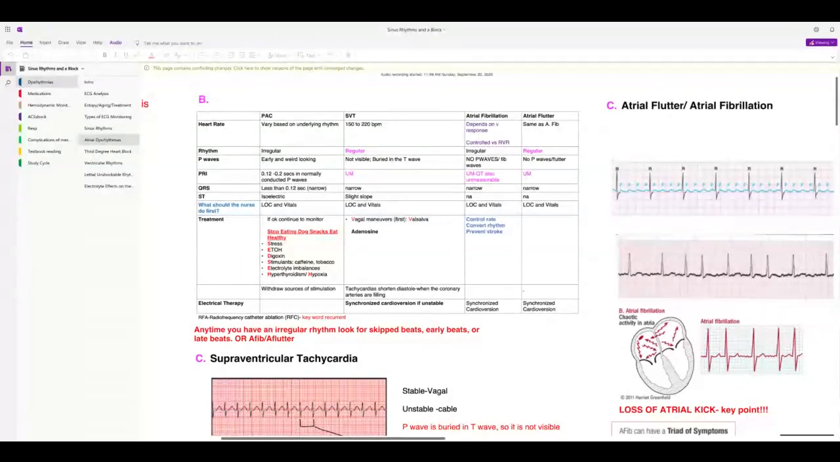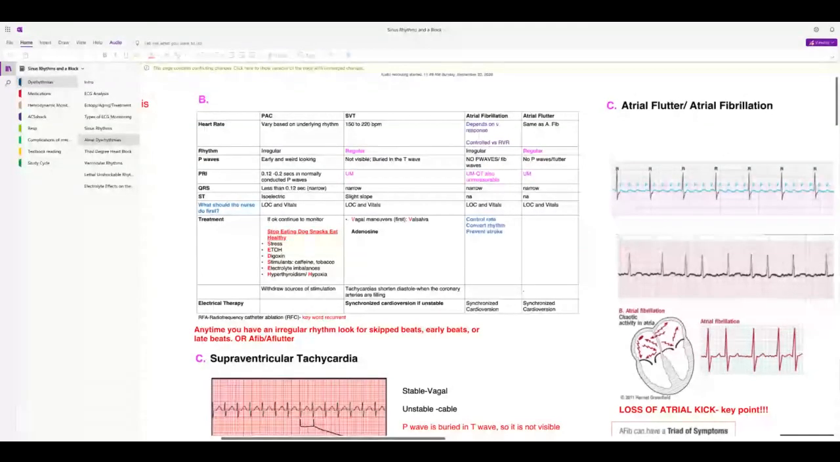Now, anytime you have a tachydysrhythmia, okay, it shortens diastole. Diastole is when the coronary arteries fill, okay? So if you shorten diastole when the coronary arteries are filling, your patient can have ischemia, okay? Coronary ischemia, or they can have actually an MI, all right?